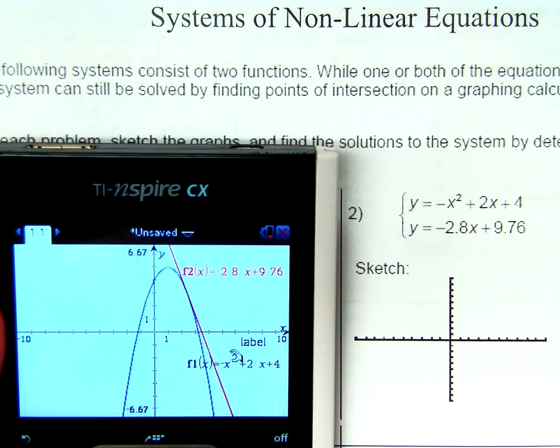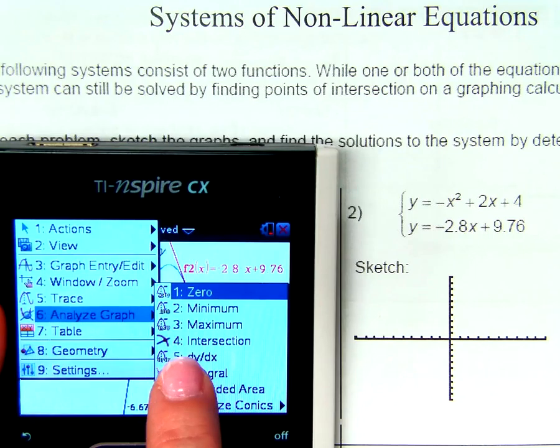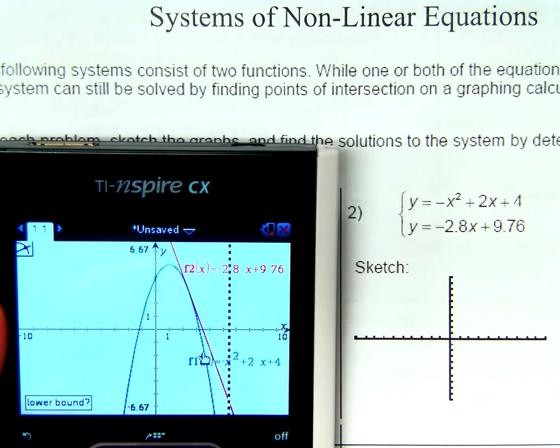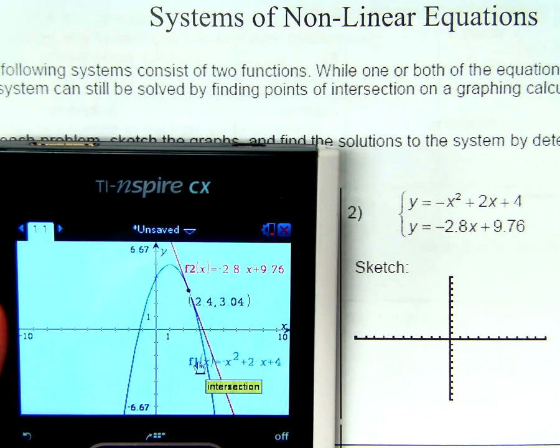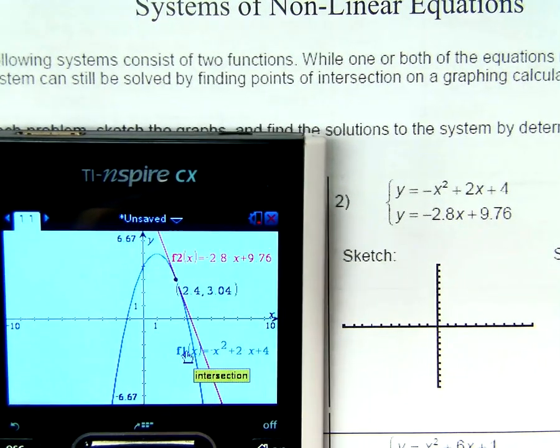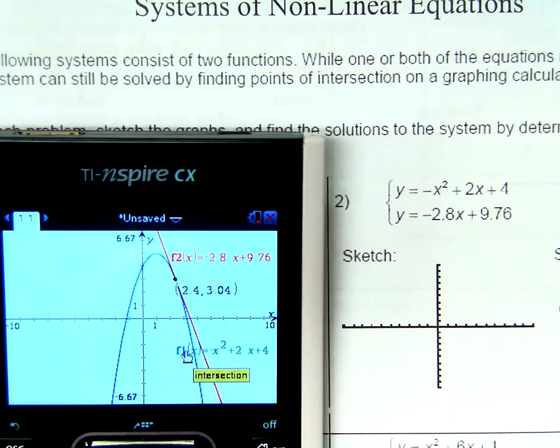Okay, so we're going to do menu, analyze, intersection. Put it on the left-hand side. Put it on the right-hand side. As soon as you move it, you'll be able to see that point show up, and you'll know where the point of intersection is. 2.4, 3.04 is the solution. Okay.